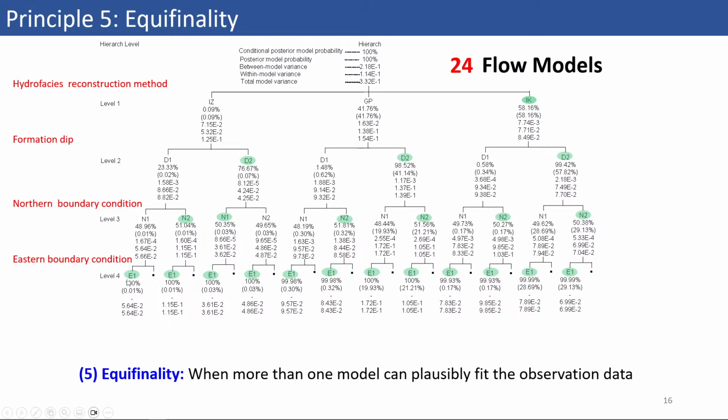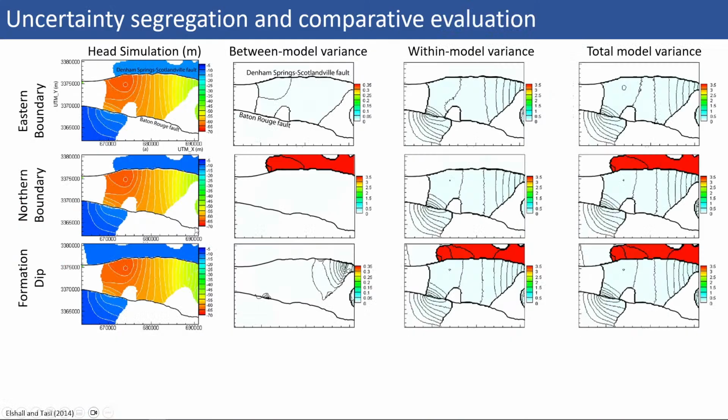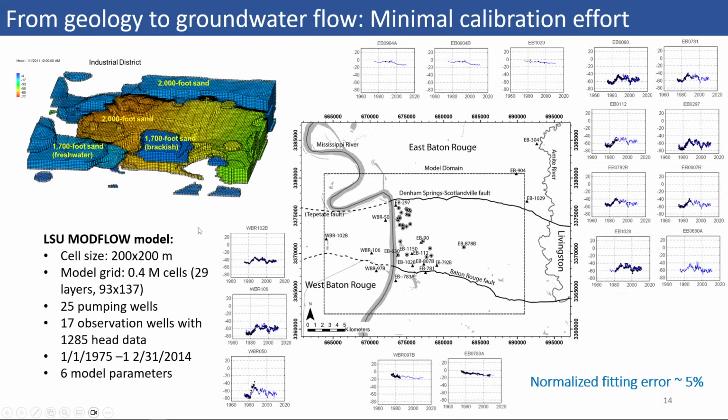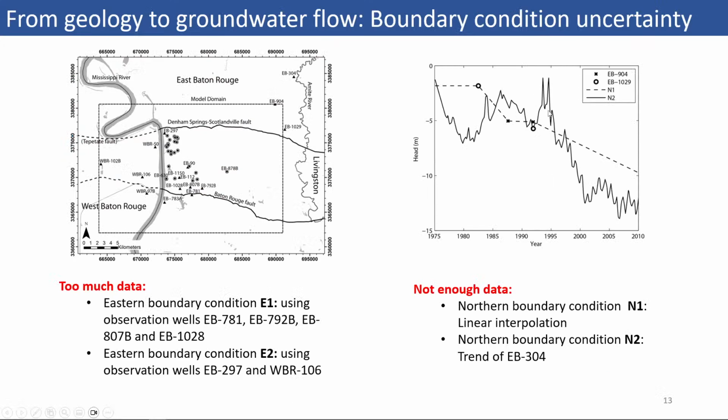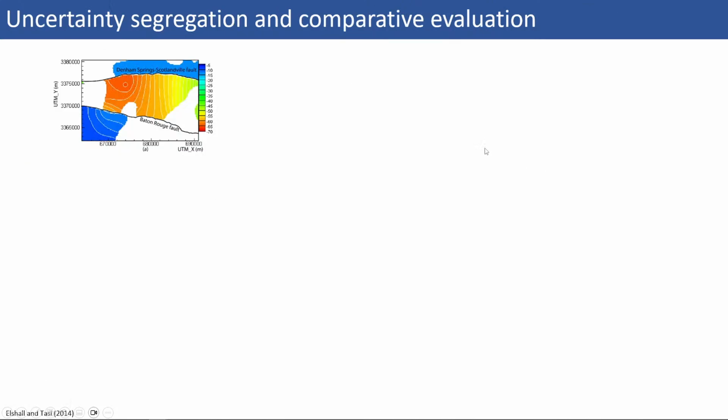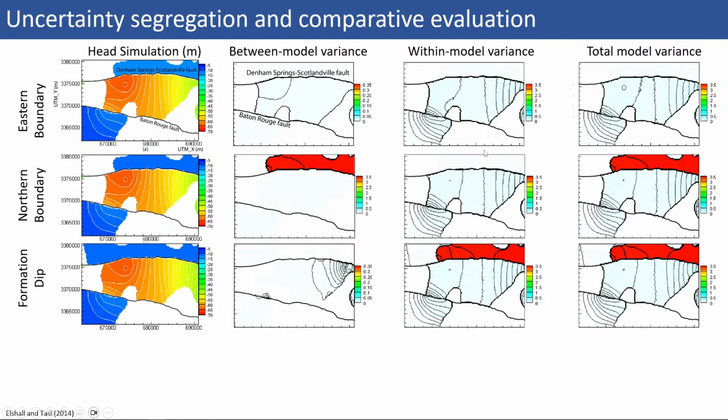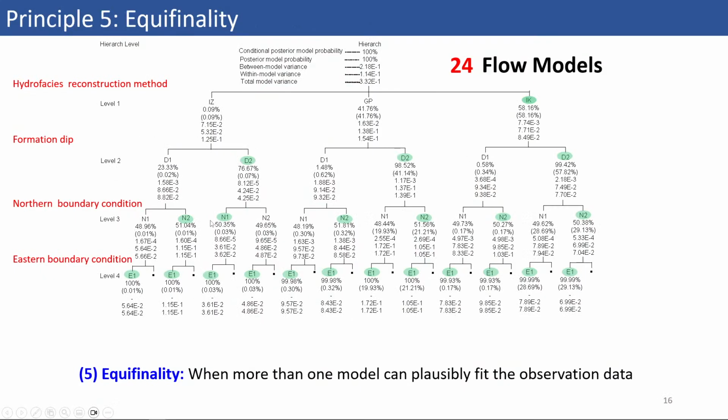So here, with respect to the eastern boundary condition, you see eastern boundary condition number 2, this second proposition, it got 0, 0, 0, 0, which means that this is basically a bad idea. Now the northern boundary condition, both of them got equal scores, which means both of them are good ideas. You see their scores were like 50-50. So both of them are good ideas.